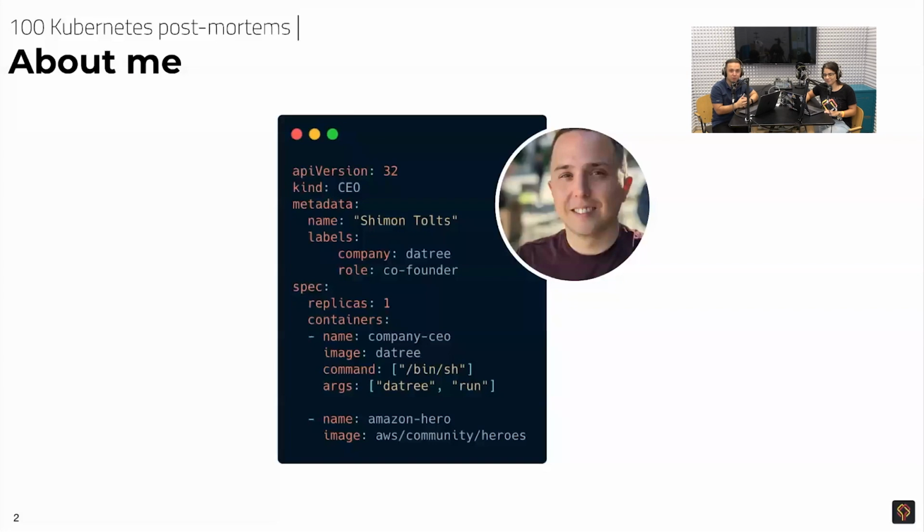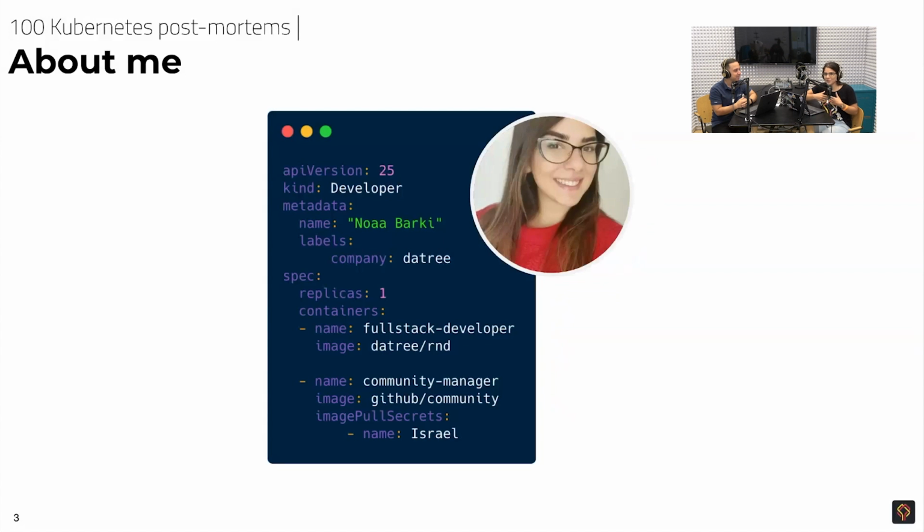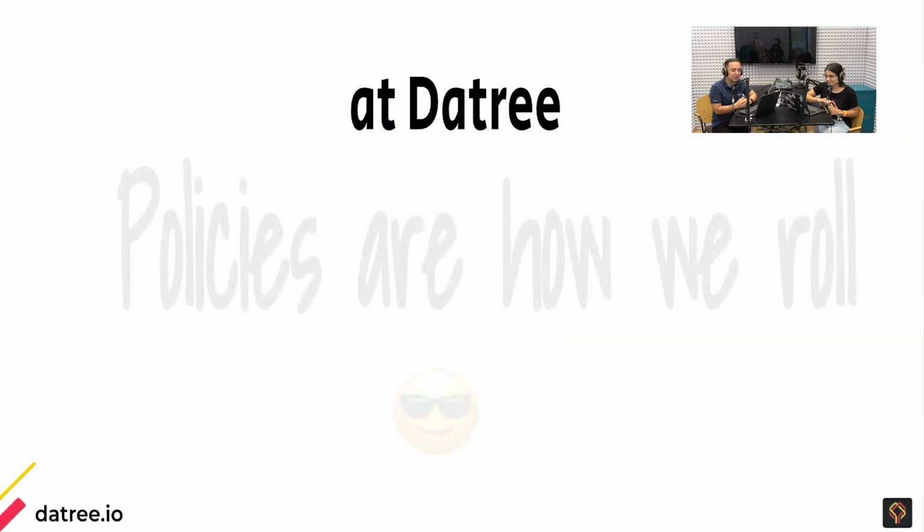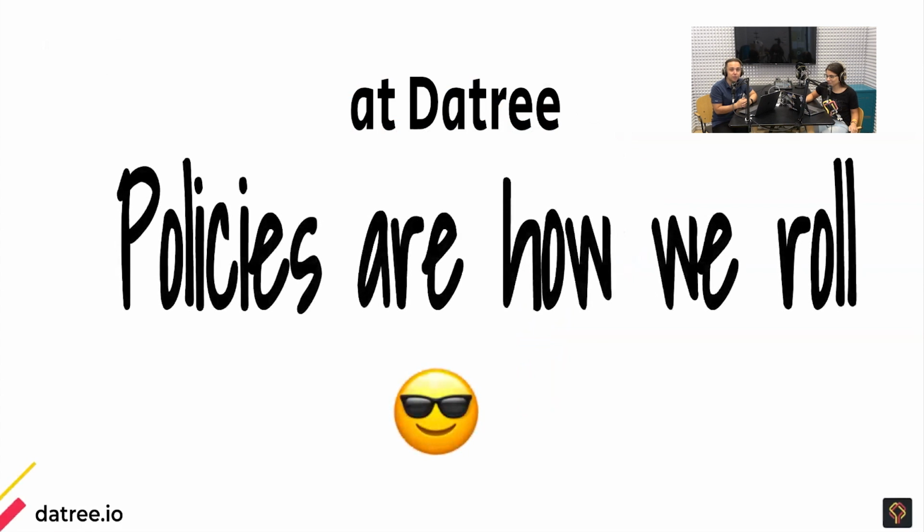I'm the CEO and co-founder of The Tree. I'm an AWS community hero, and I deal a lot with DevOps and Kubernetes. I'm Noaa. I'm a full-stack developer, and I'm also one of the leaders of the GitHub Israel community, which is the largest GitHub community in the whole universe. Nice. So at The Tree, we help prevent misconfigurations from reaching production in Kubernetes environments. We've seen a lot of postmortems happen, and today we'd like to talk to you a little bit about them.